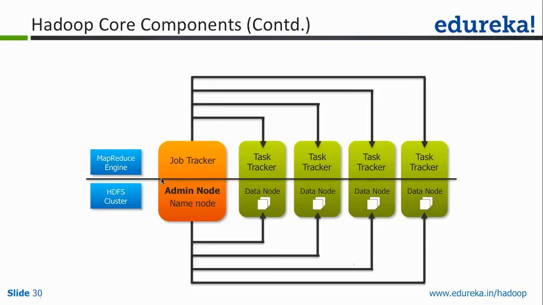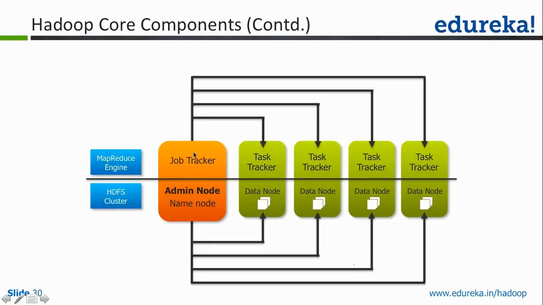Task trackers and data nodes are the polling stations. The task tracker could be the program which is running for counting the votes at the polling station. The task tracker runs on the data node. The data node will be on a machine, and the tracker will be running on that node.